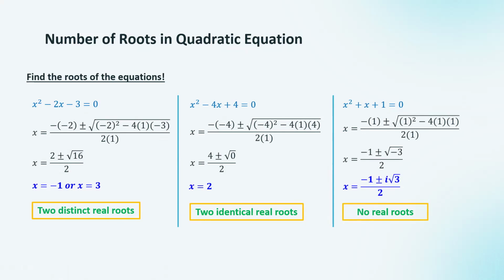But again, how can we know whether it has one real root, two real roots, or no real root at all without calculating for the actual roots? The clue lies in the number inside the square root, as we will see next.